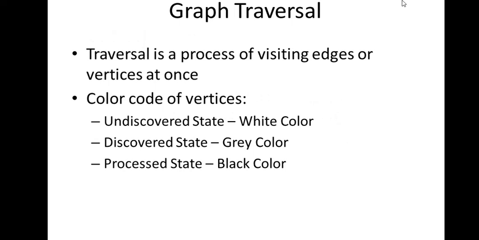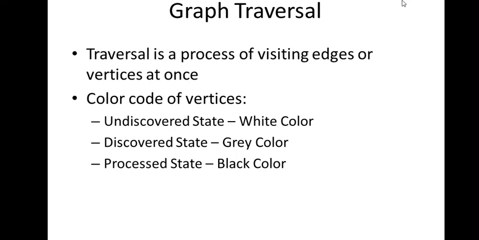Let us discuss the operation of graph traversal in detail. What is traversal? Traversal is nothing but a process of visiting edges or vertices all at once. Here we use some color codes. It is very important to note them down. We consider three colors. For undiscovered state, it is white color. For discovered state, it is gray color. For processed state, it is black color.